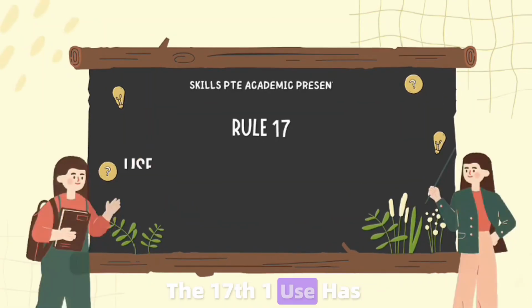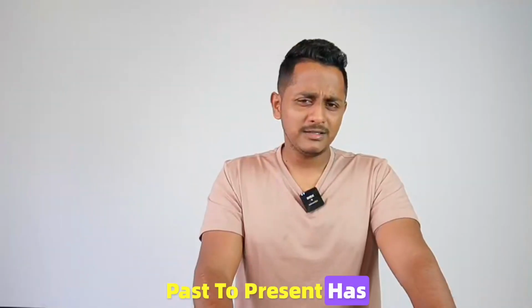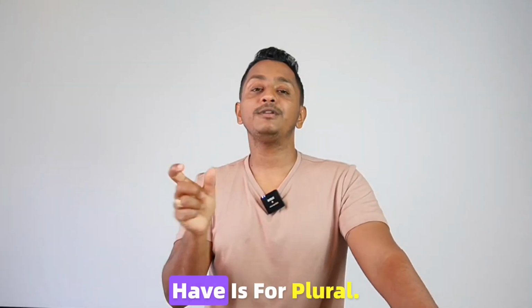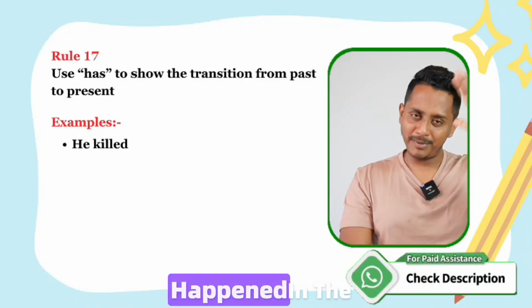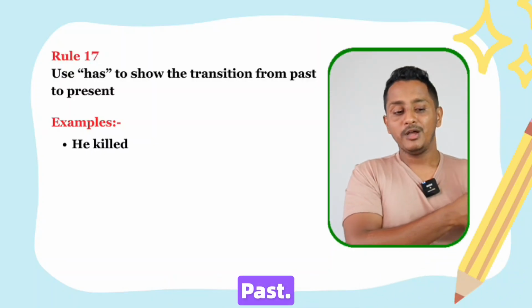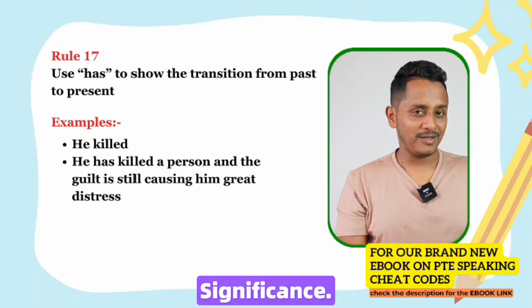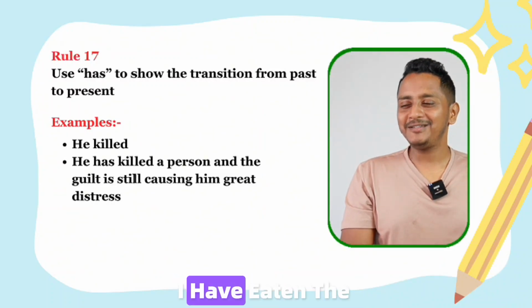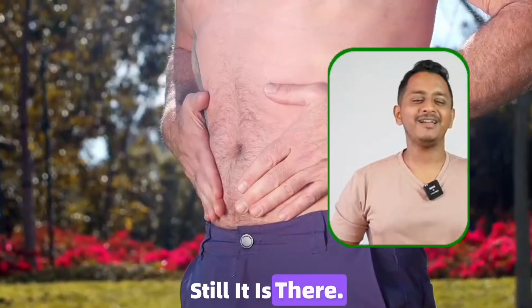The 17th one, use has to show the transition from past to present. Has, have, both are the same. Has is for singular, he has. Have is for plural, they have. Correct? He killed, it's an event that happened in the past, ended in the past. He has killed. It's an event that happened in the past, but even now has significance, meaning recently he would have killed him. Getting it? I have eaten the food and my stomach is so full. Meaning I've just eaten, still it is there, I cannot eat more.